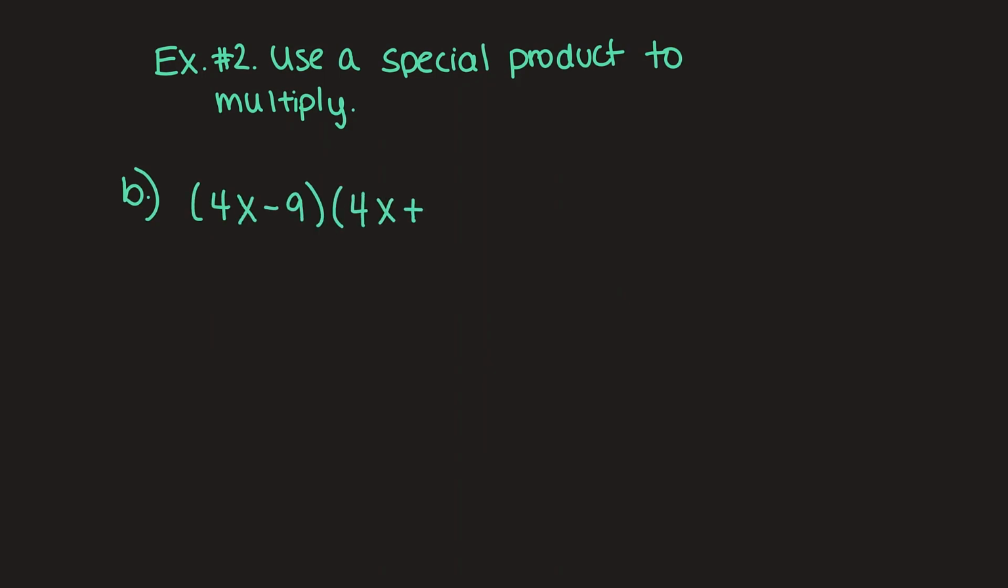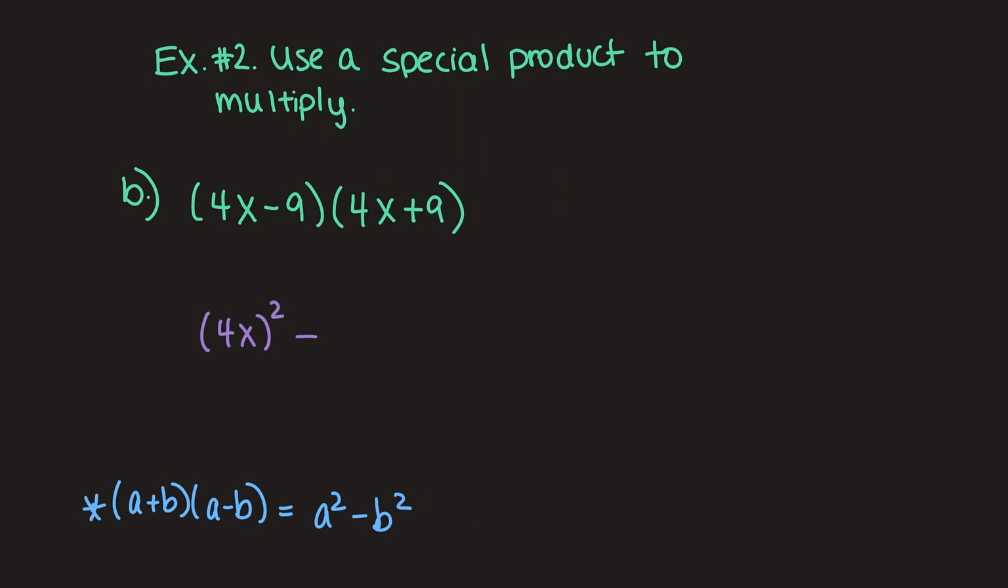And for the next example, we also have a sum and difference of the same terms, 4x and 9. So we can use our special product formula again. We square the first term, 4x, and subtract the square of the second term, 9. And this simplifies to 16x squared minus 81.